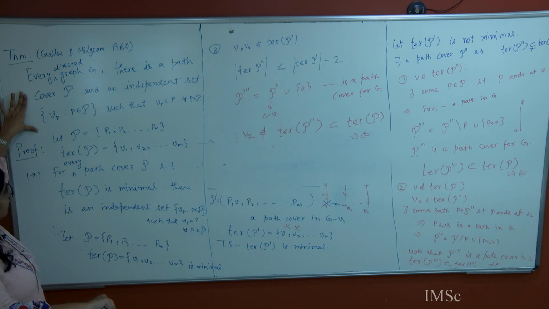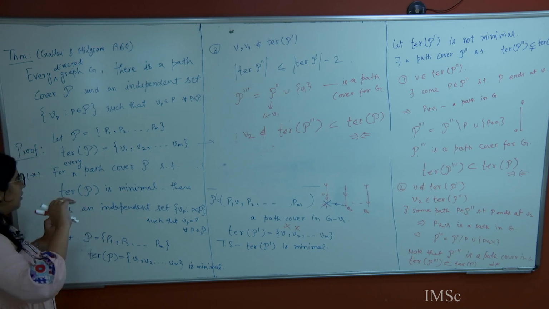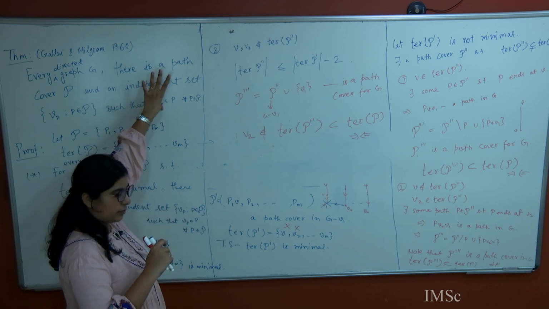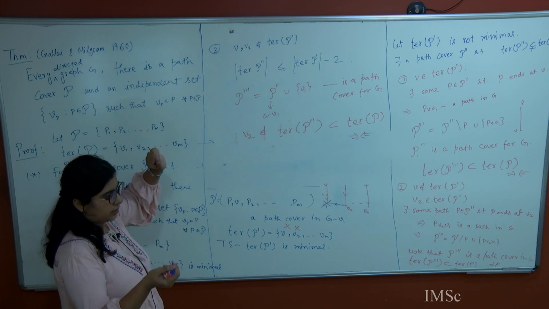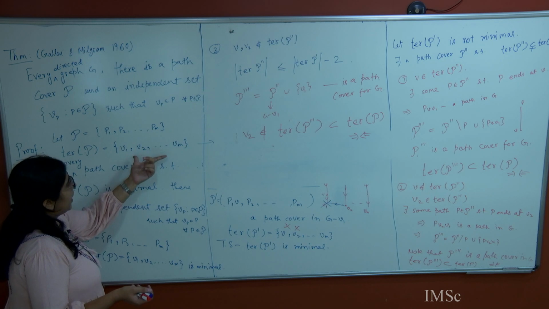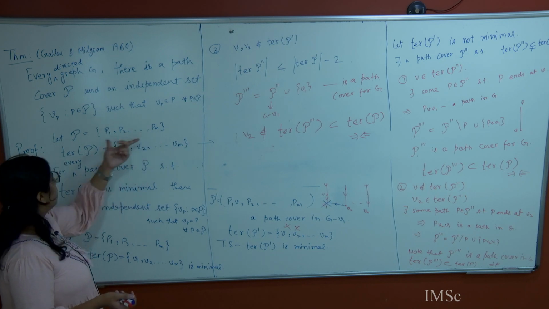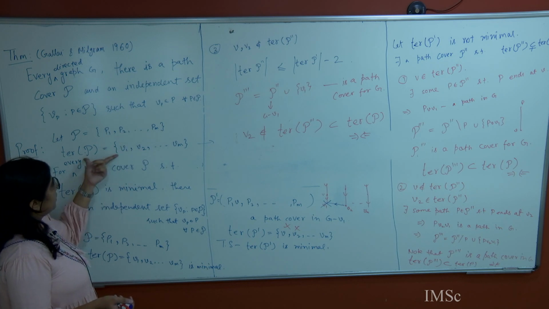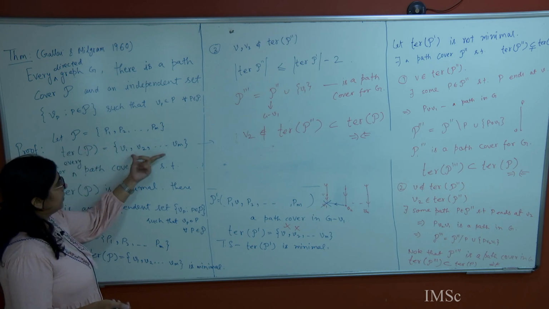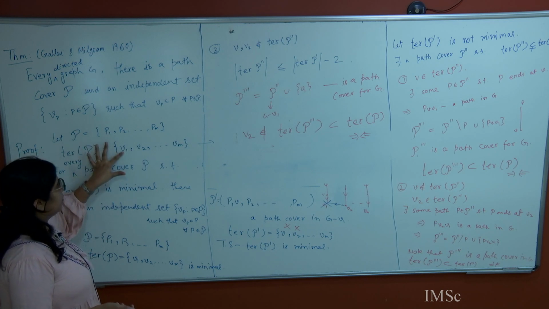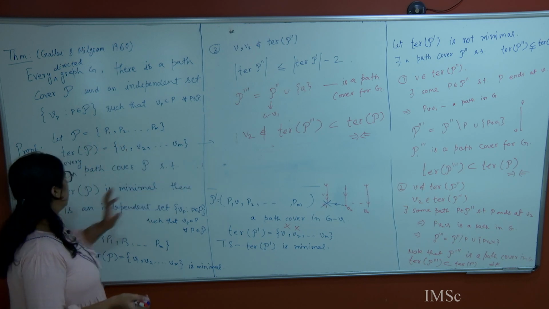We said okay, we'll prove this by induction, but we'll prove this statement for a path cover with minimal terminal set. And what is the terminal set? The terminal set is the set of end points of the paths. So if this is my path cover, my terminal set for this path cover will be the end points of these paths. So P1 ends at V1, P2 ends at V2, like that.